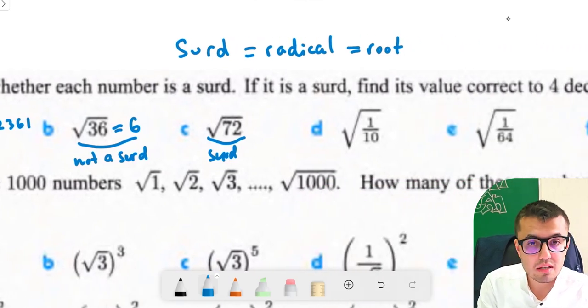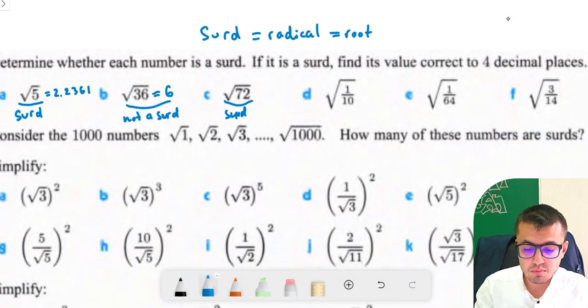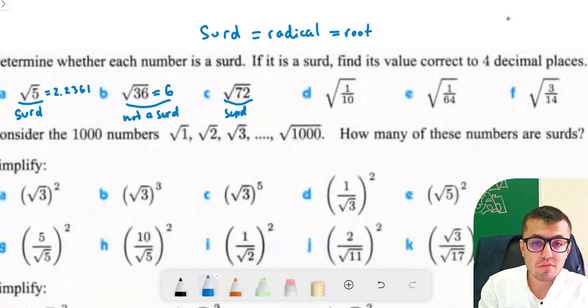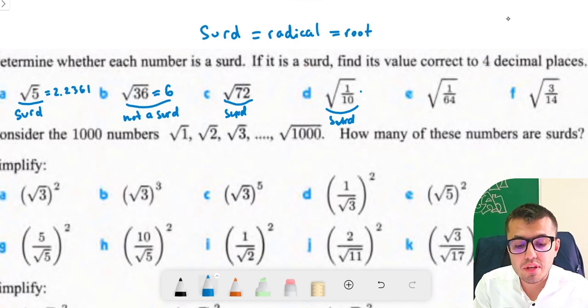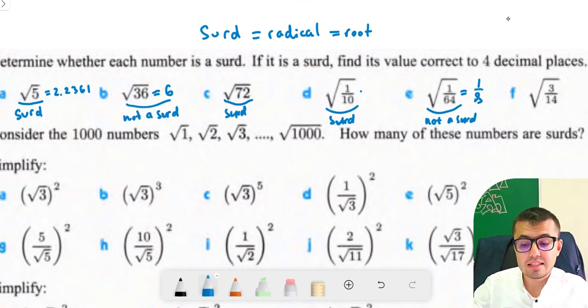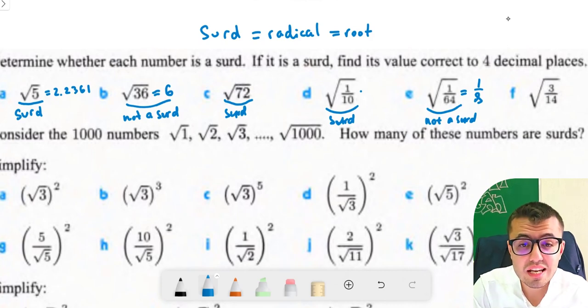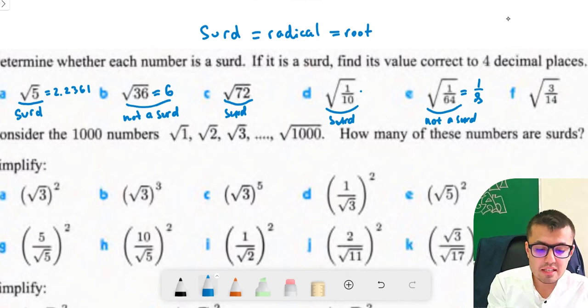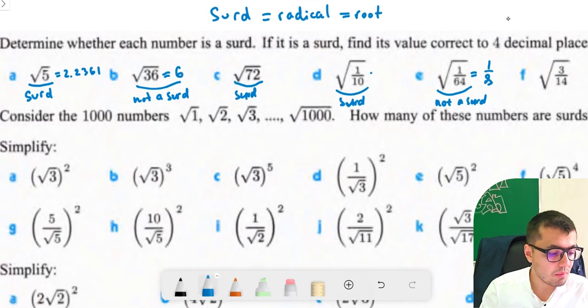This one is a surd. Just type it into the calculator and see what the value is. And when you have a fraction, don't be scared. So here, this one is a surd as well, because 10 cannot be taken out of the radical sign. This is an irrational number. But this one, though, is rational. This is not a surd. This is a completely normal number. It's 1/8. And everything that can be expressed as a fraction is rational, so it's not a surd. So these are the types of numbers.